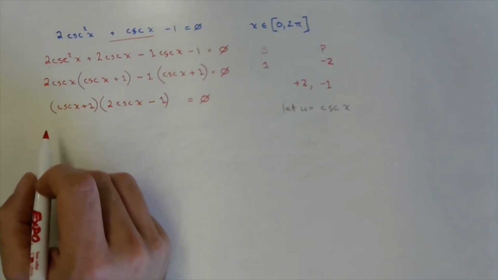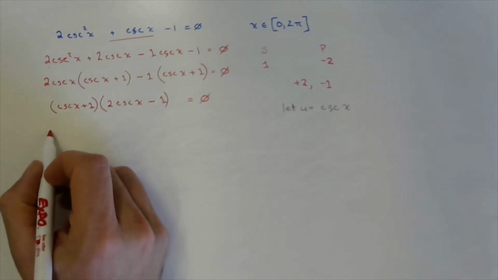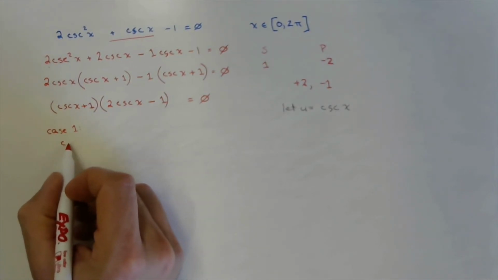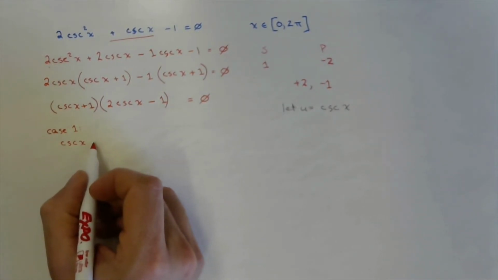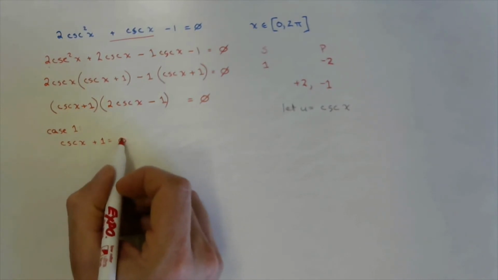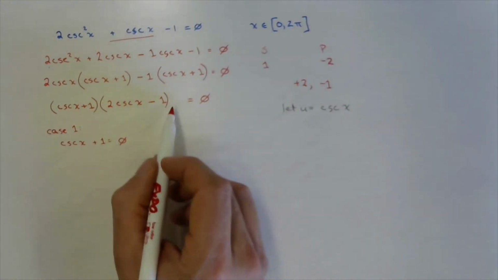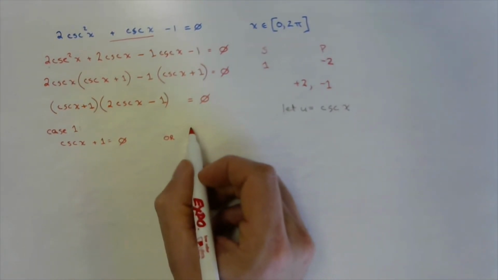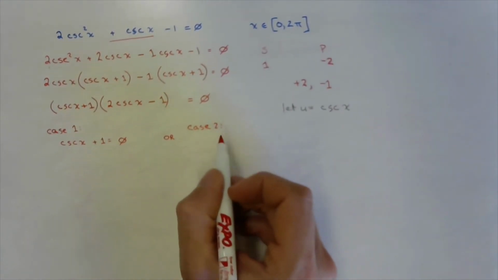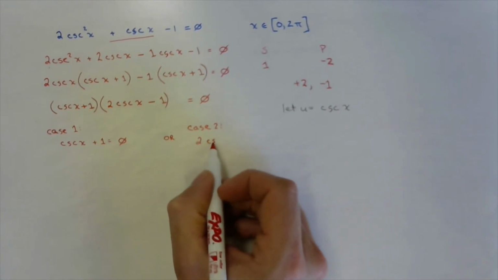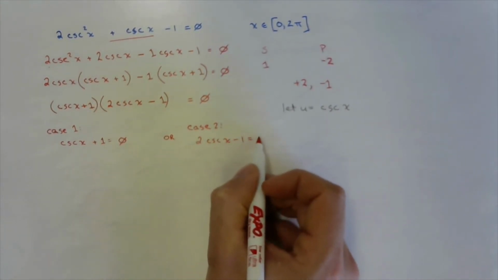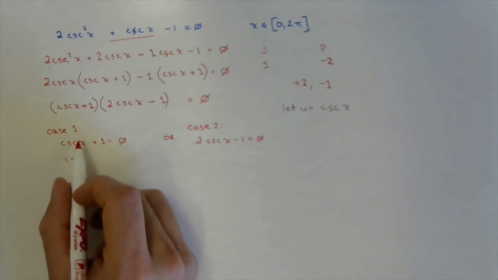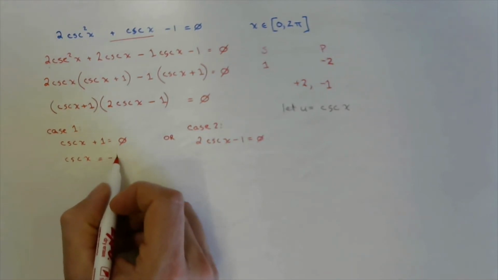So that gives us our two cases. So now we have case number one. Case one is that the cosecant of x plus 1 equals 0, right? For this statement to be true, one of these factors has to be 0. And our second case, case 2, is that 2 times the cosecant of x minus 1 equals 0. We can work these down. On the left, in case number 1, the cosecant of x equals -1.